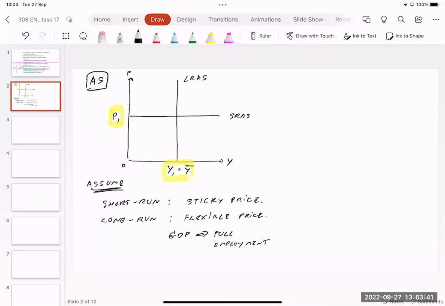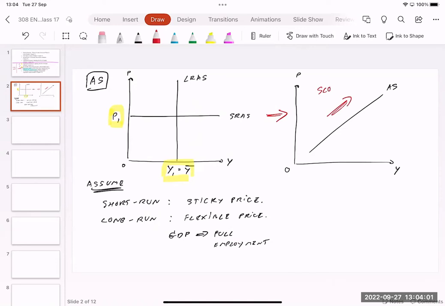Today in this chapter, we're going to mix the ideas that we learned before together, and then construct a new version of the aggregate supply curve. This curve has a positive slope, going up to the right, just like a normal supply curve that we learned in microeconomics.